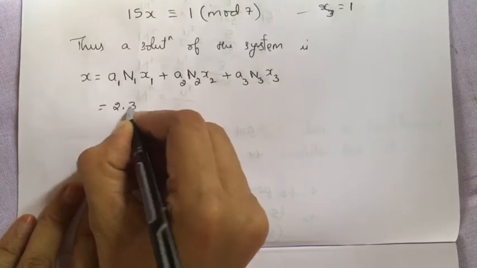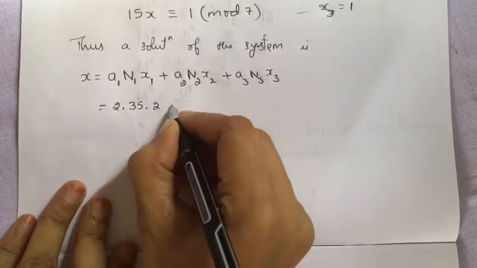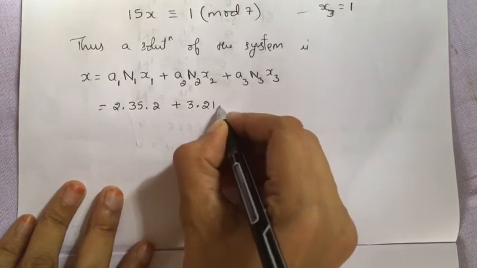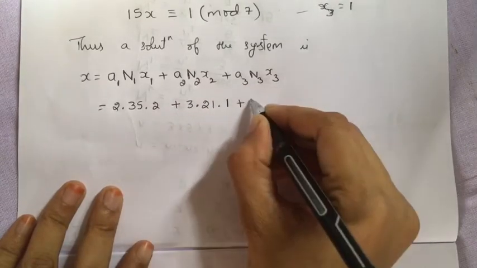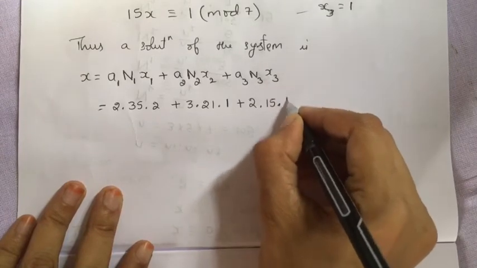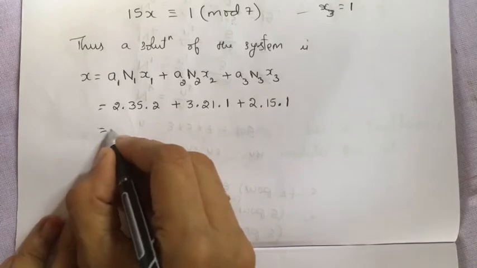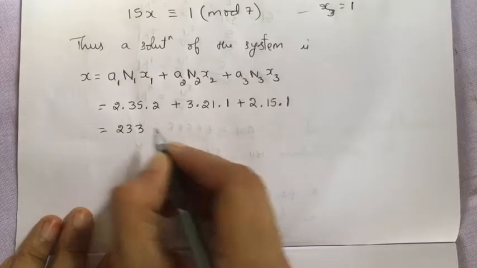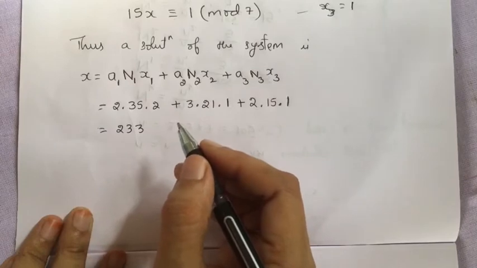2 into 35 into 2 plus 3 into 21 into 1, and a3 is 2, n3 is 15 and x3 is 1. So in total I'm getting 233, right?